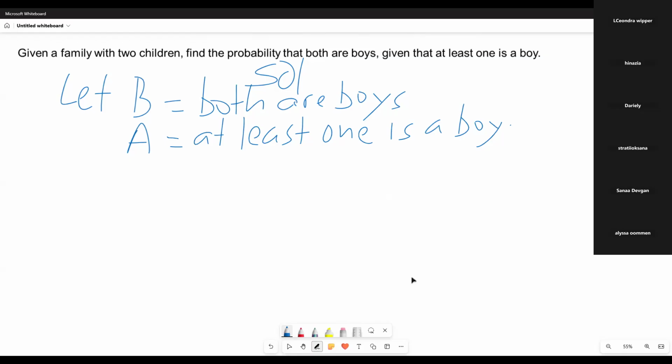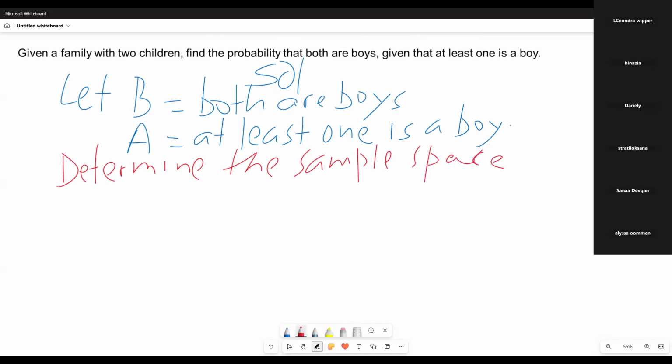Now, as you know, anytime they ask us to find the probability here, you need to find the sample space. Now, can someone tell me how many outcomes you would expect in the sample space? How many outcomes? Two. Let's determine the sample space. Okay.